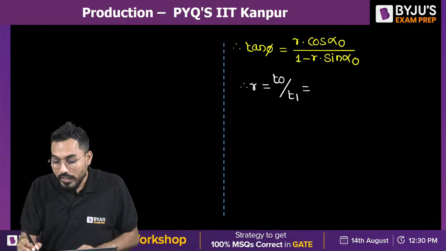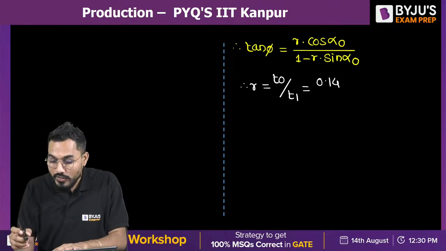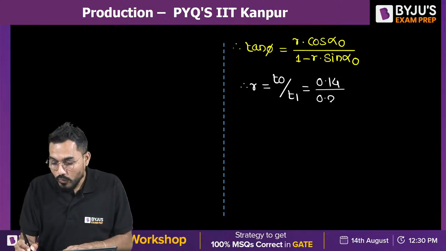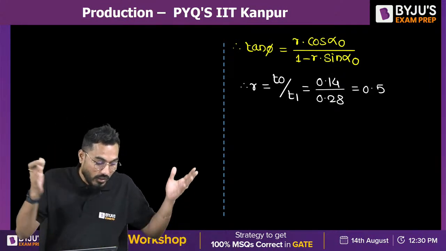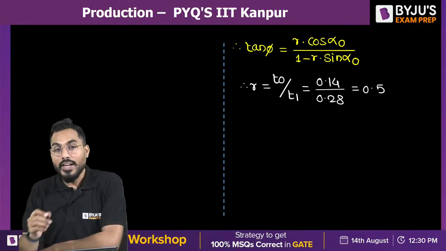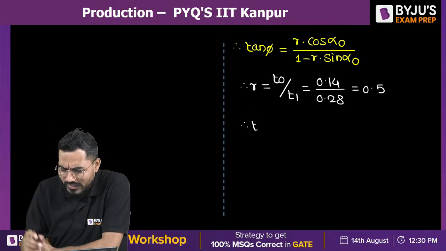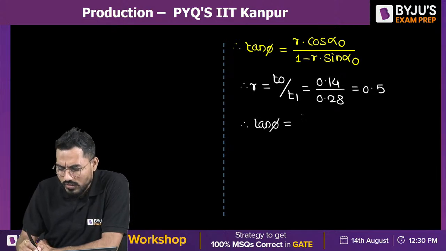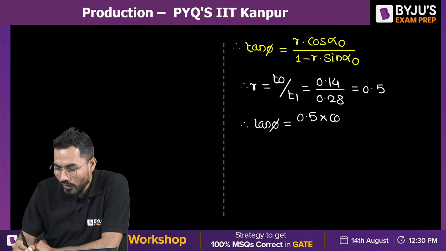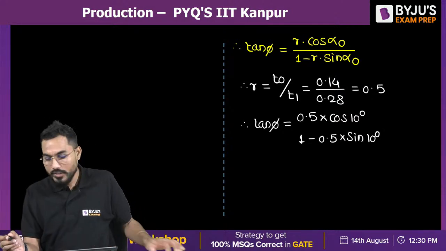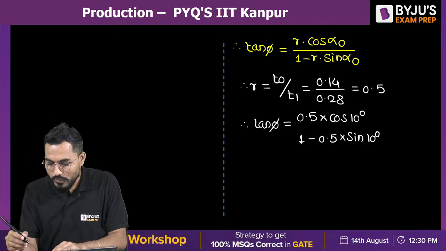All the values are with me. t0 is 0.14, and the thickness of the chip is 0.28. So what answer is coming? 0.5. Alpha 0, the rake angle, how much is it? 10 degrees, which is given in the problem itself. So can I calculate tan phi here? Absolutely, there is no problem at all in calculating tan phi. These are the questions being asked, and unnecessarily we are getting scared about the GATE examination. So this is 0.5 multiplied by cos of 10 degrees divided by 1 minus 0.5 into sine of 10 degrees. I hope you are understanding this basic fundamental.